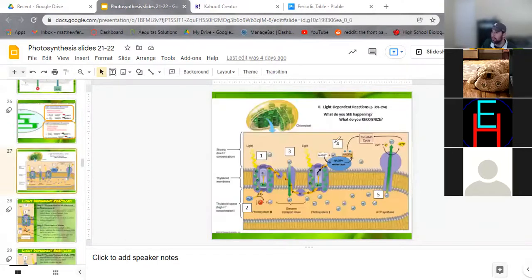Step 4, we said, is the reduction of NADP plus into NADPH. The electrons that photosystem 1 receives from the ETC are re-energized and ultimately end up being given to NADP plus reductase. Photosystem 1 reduces reductase, and reductase ultimately reduces NADP plus into NADPH. And that NADPH will then ultimately get used in the Calvin cycle.